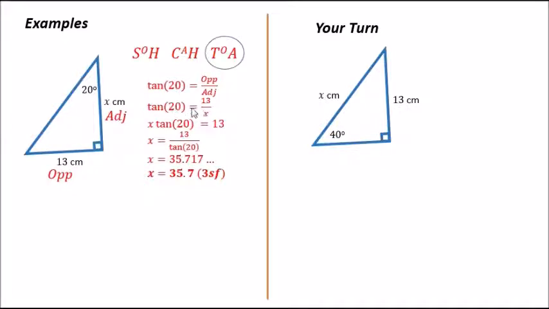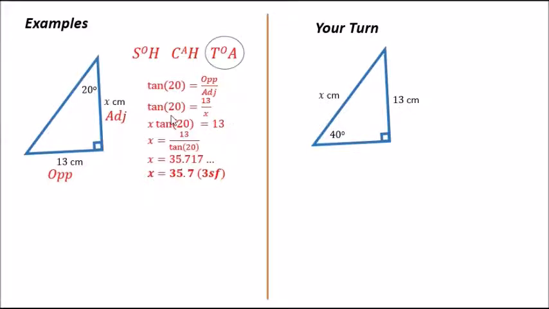Now, this is where a lot of people get stuck. Here we have our x on the denominator of this fraction, rather than as the numerator. And often this is where students get a bit confused. If you multiply both sides of our equation by x at this point, just like you would do when you had a number on the bottom here, then we end up with x tan 20 is equal to 13.